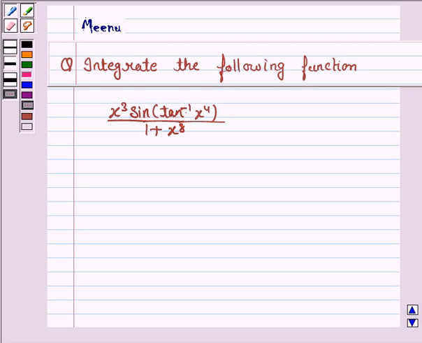Does the following question. It says, integrate the following function. The given function is x cube into sine tan inverse x to the power 4 upon 1 plus x to the power 8. Let us now proceed on with the solution.